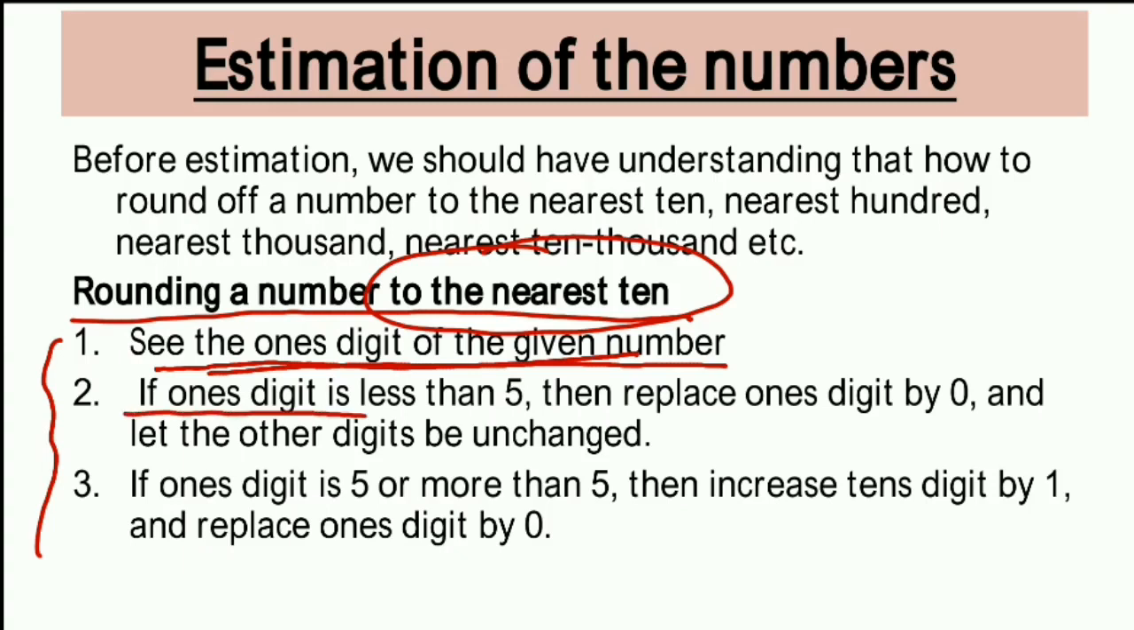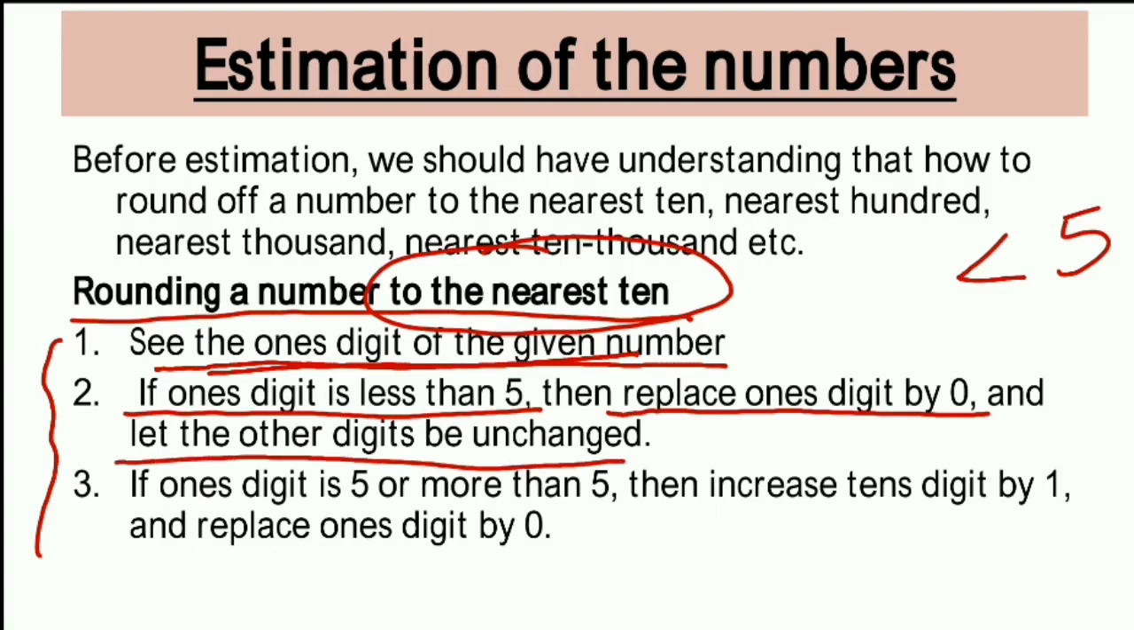After that, if the ones digit is less than 5, then replace the ones digit by 0, and let the other digits be unchanged. The other digits except the ones digit, whatever digits are there, tens digit, hundreds digit, thousands digit, those digits will be unchanged.